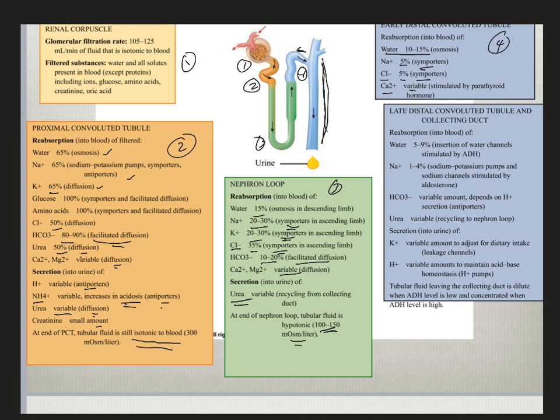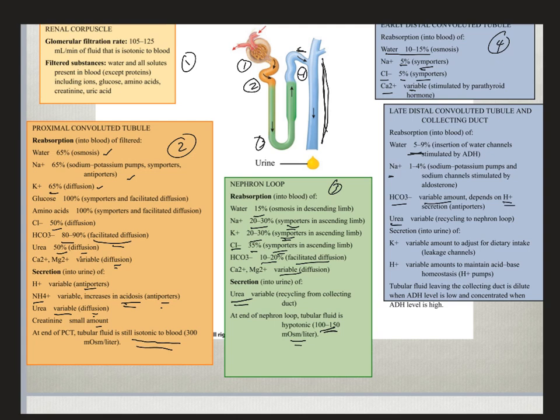And then that late distal convoluted tubule, so we're talking right around here and through this collecting duct here. Reabsorption of water, 5 to 10%. This is going to be through the insertion of those aquaporin 2 channels when stimulated by ADH, so this is facultative water reabsorption. Sodium, 1 to 4% by sodium potassium pumps, ATP-gated pumps. Then we have bicarbonate, again variable, depends on the acid or hydrogen ion secretion via the antiporters. Urea is going to be variable. We're recycling again to the nephron loop.